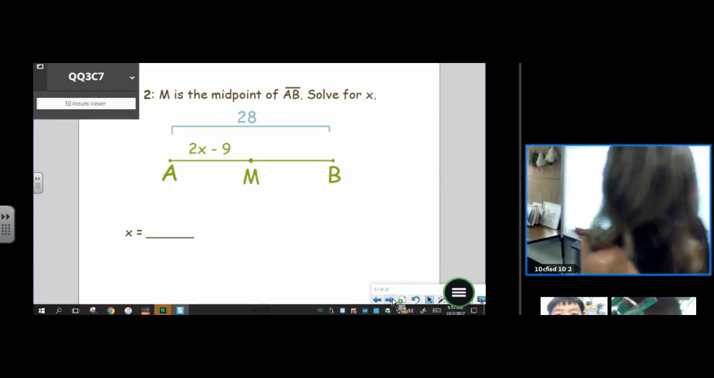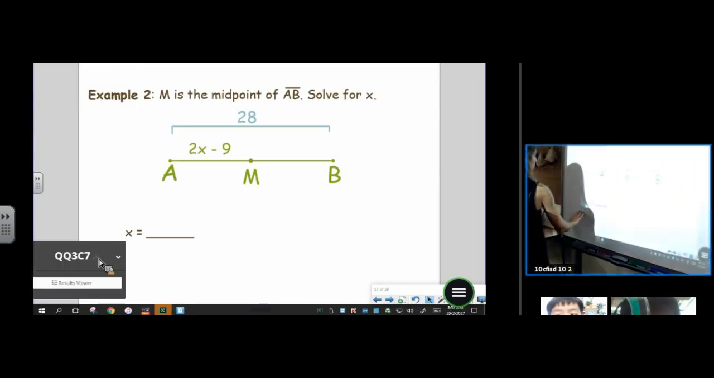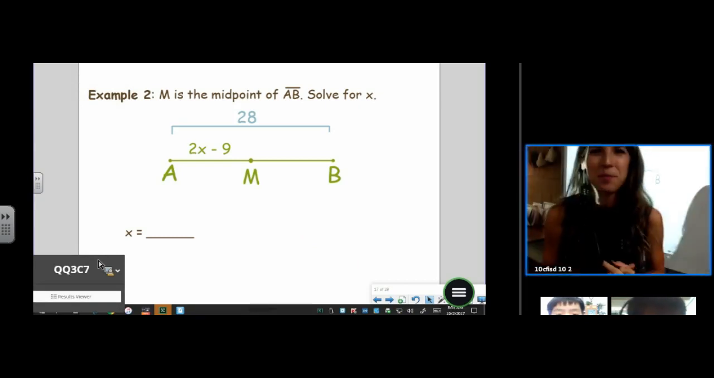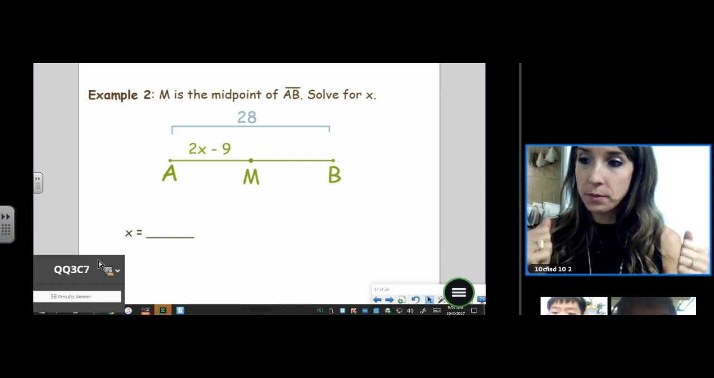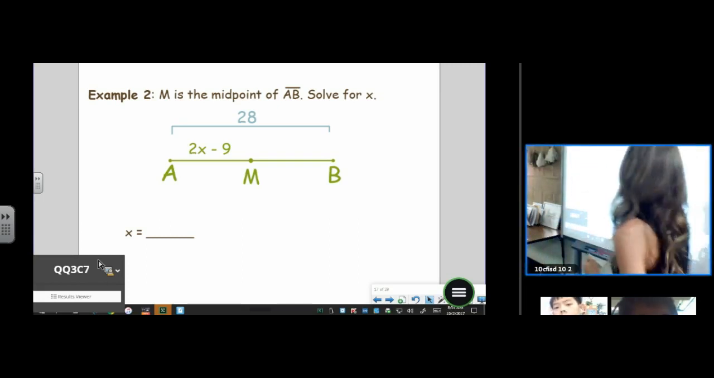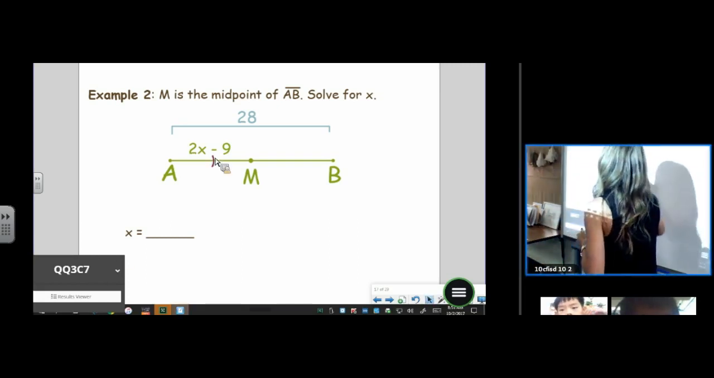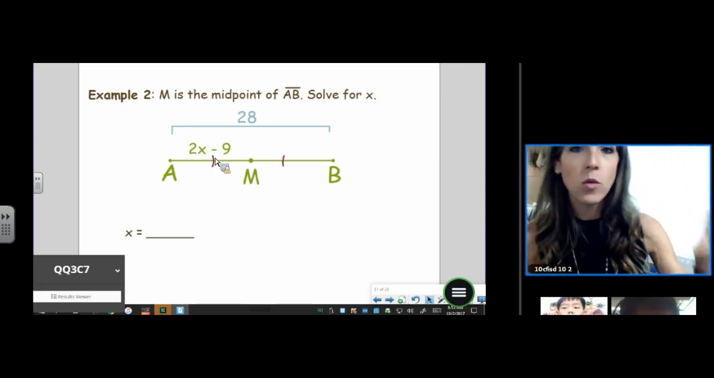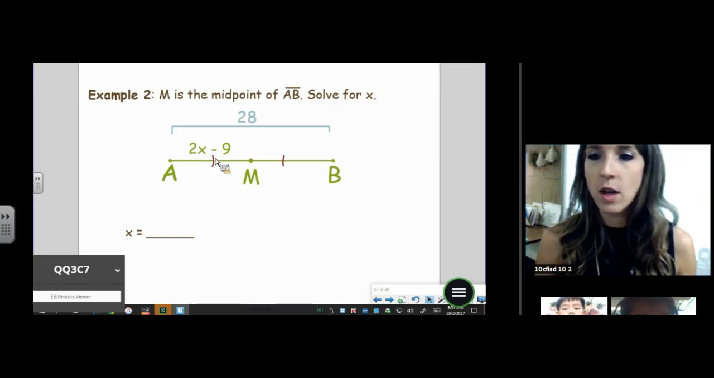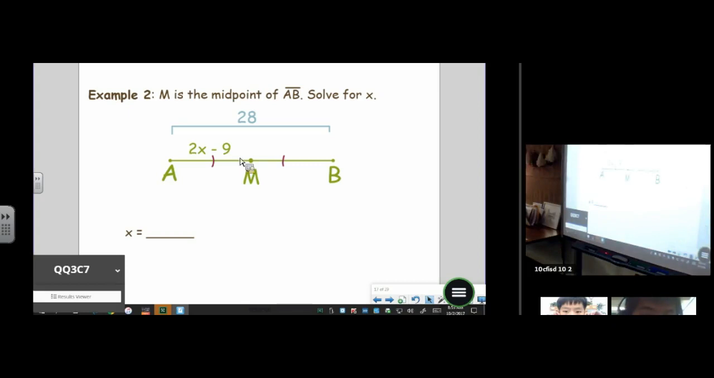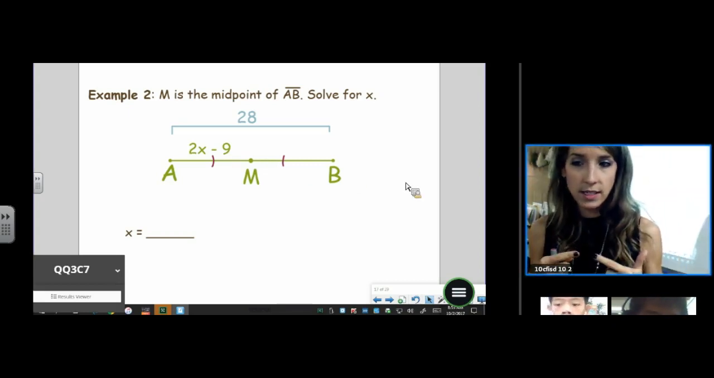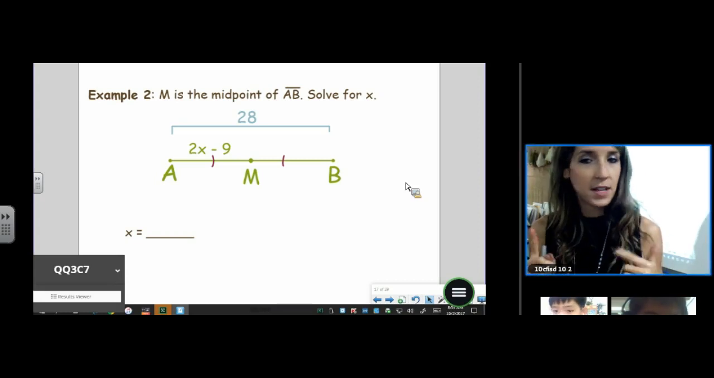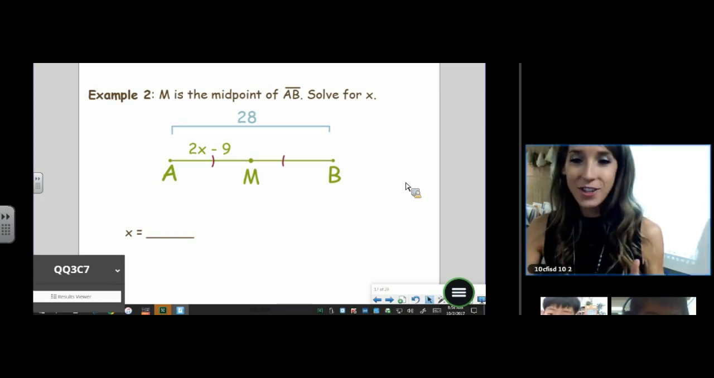Next problem, let's try a midpoint problem. Example number 2. M is the midpoint of segment AB. Okay, in the directions we were told it was a midpoint. So on our paper, we're allowed to add tick marks because we're not assuming, we were told. Solve for x. So you remember what not to do, right? Don't set those two things equal. A half doesn't equal a whole. Go ahead and try this one.